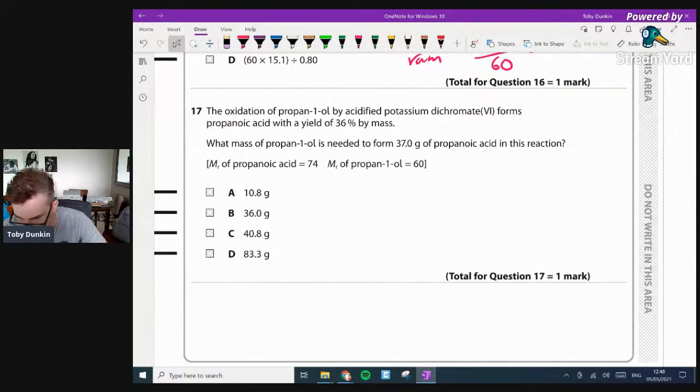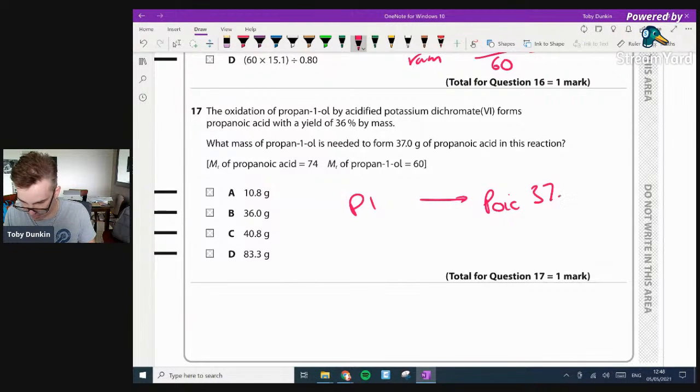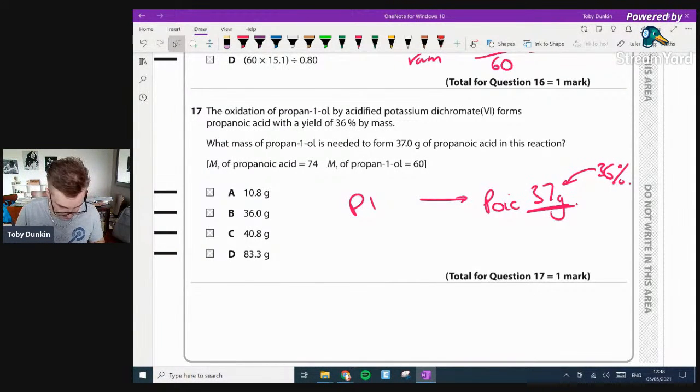Next. The oxidation of propan-1-ol by acidified potassium dichromate forms propanoic acid with a yield of 36% by mass. What mass of propan-1-ol will be needed to make 37 grams of propanoic acid in this reaction? Right, so we've got propan-1-ol going to propanoic acid, and I want 37 grams of it. It's a 1-to-1 ratio, but it's 36% yield. So that there is 36%. Well, what's 100%? So 37 divided by 36 times by 100.